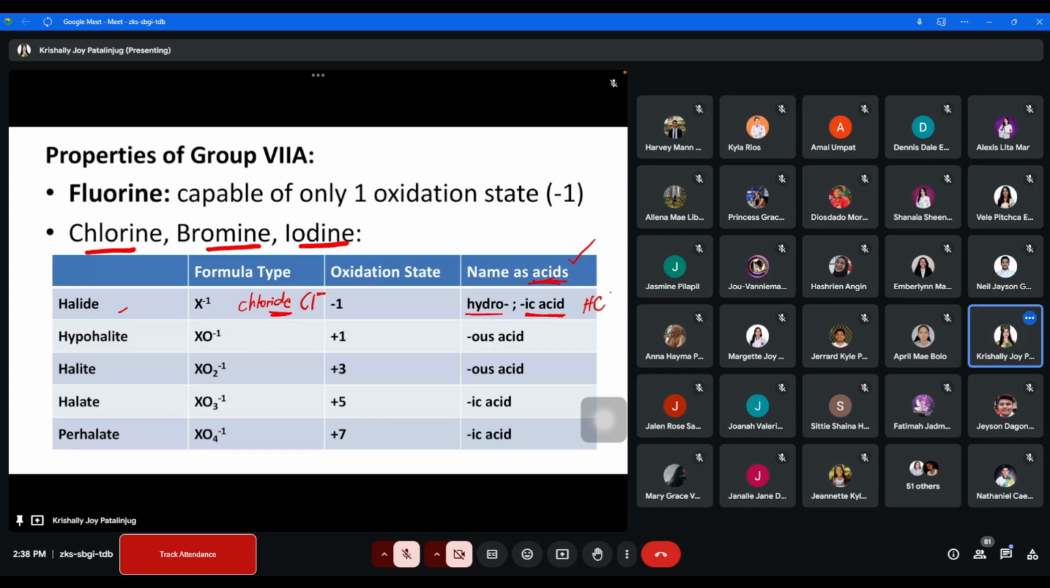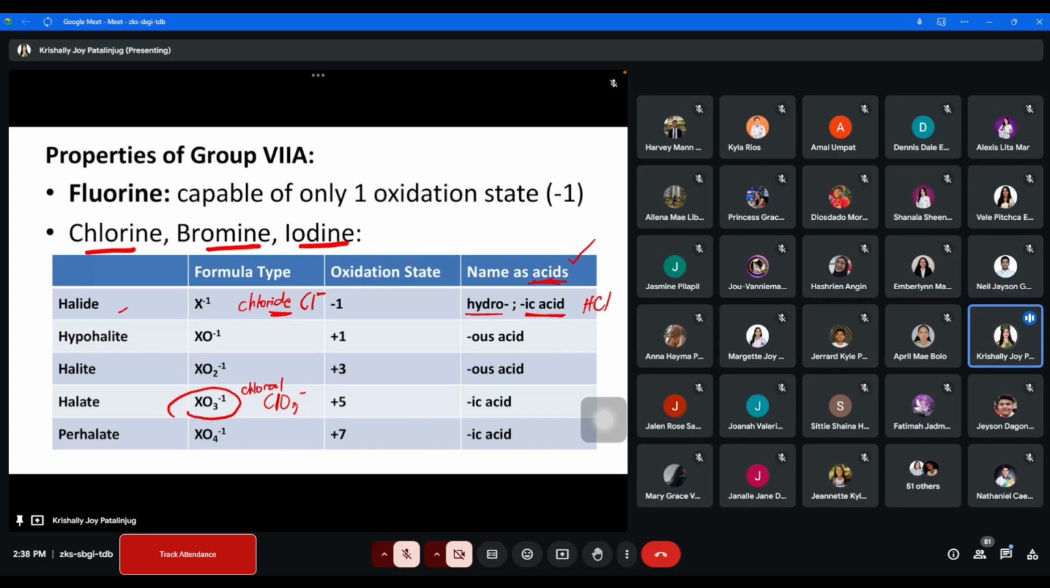And then, kapag acid name from the common oxy-anion form ng element, halimbawa, the common oxy-anion form of chlorine, diba, is chlorate, ClO3 negative. The derivation acid name would be changing the ate ending into ic acid. Kaya yung chlorate would be HClO3.